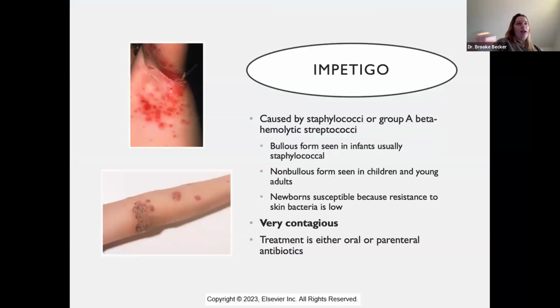Okay, impetigo. I kind of mentioned this already. Like I said, impetigo can be caused by staph or strep, usually group A strep.